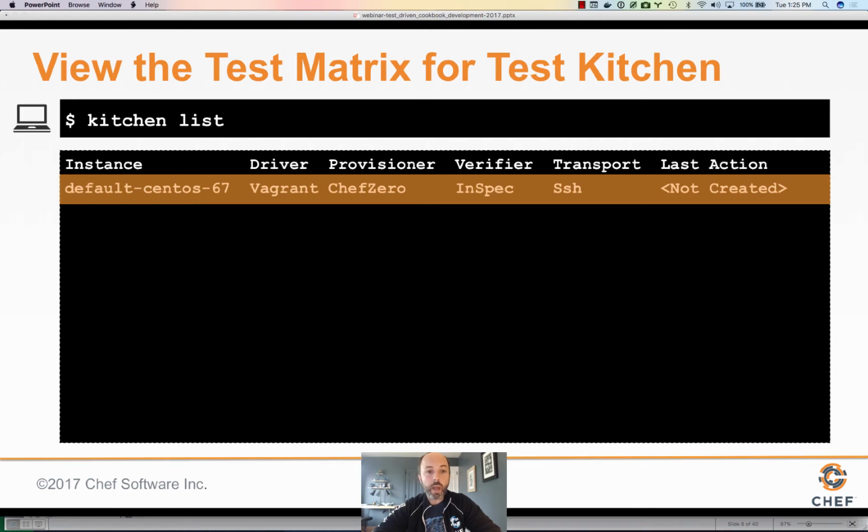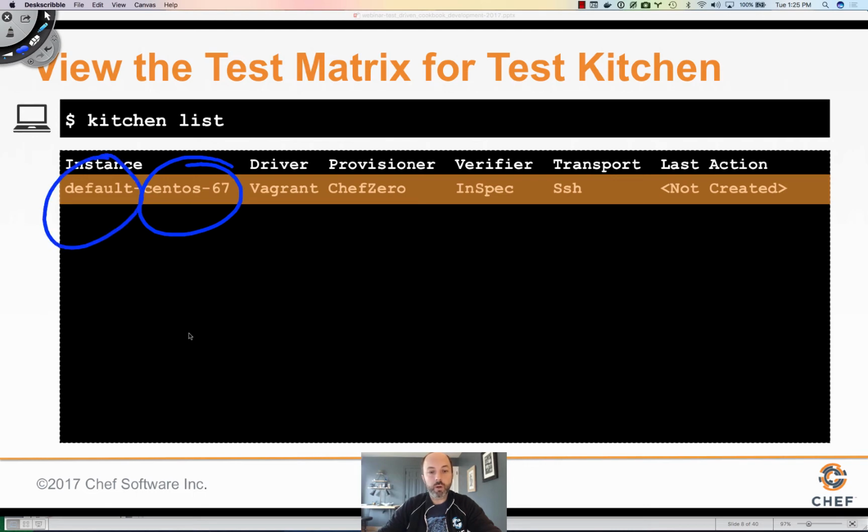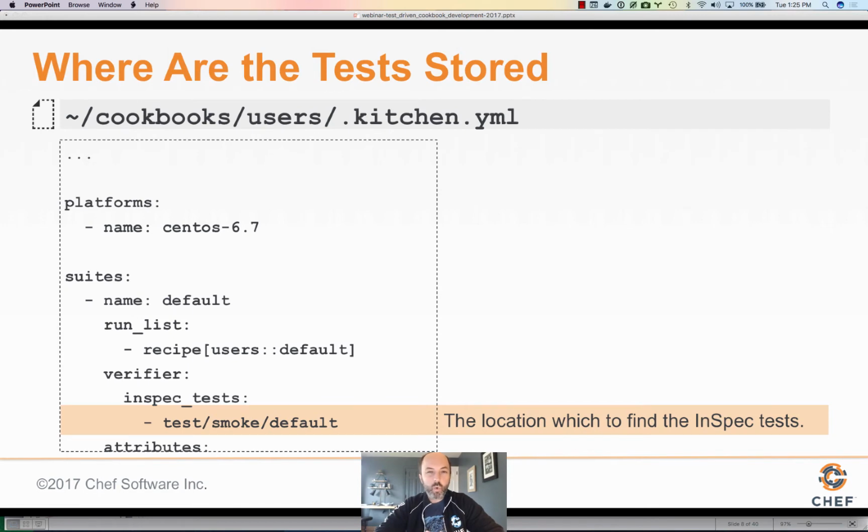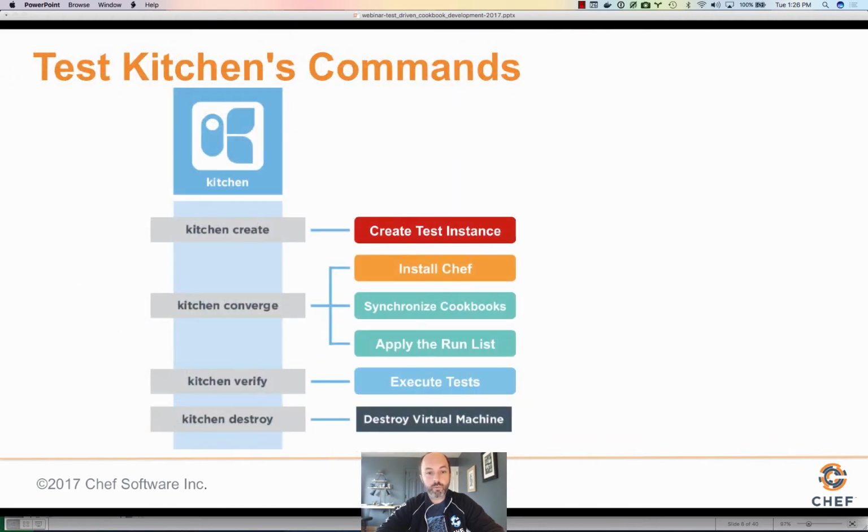So here's an example of how you would view a kitchen configuration file that has 1 platform, which is CentOS 6.7 right here, and 1 suite, which is named default. All right, so that's how we create the instance name. It's essentially the suite name plus the platform name. Okay, so the other important part is that with InSpec, the location of the tests is specified. This is where the verifier is going to say, I want all my tests to be located in this directory. So that's where our tests will be found when you're using InSpec as your verifier.